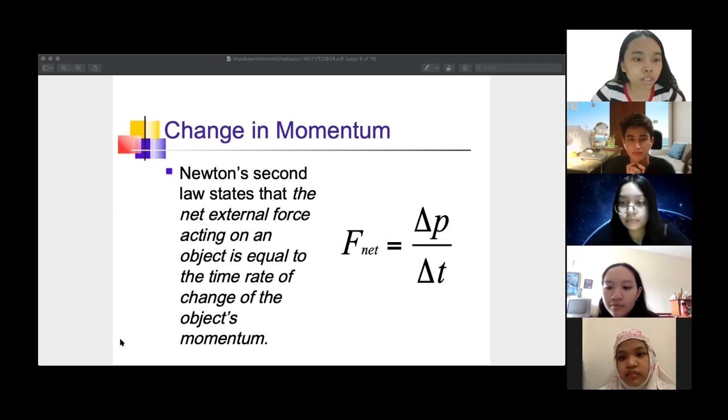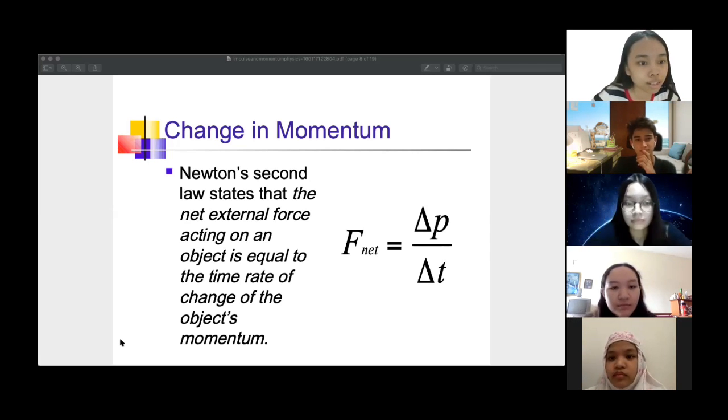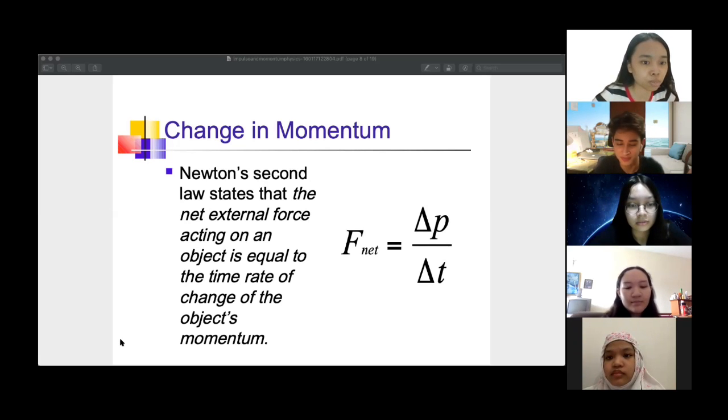Next, we are going to explain about the change in momentum. Newton's second law states that the net external force acting on an object is equal to the time rate of change of the object's momentum. So F net equals delta P per delta T.